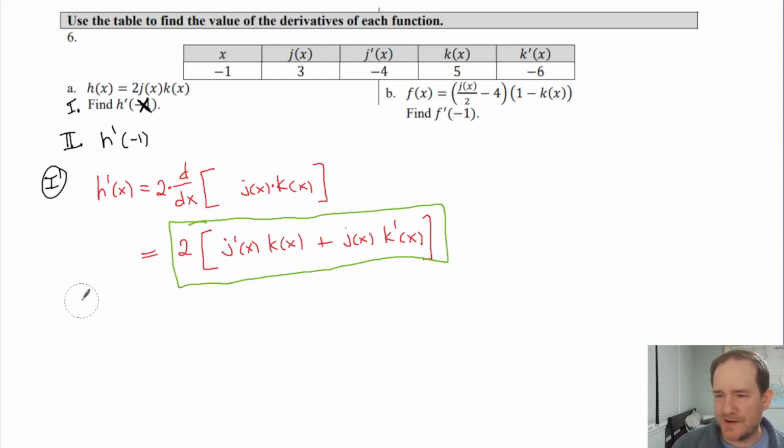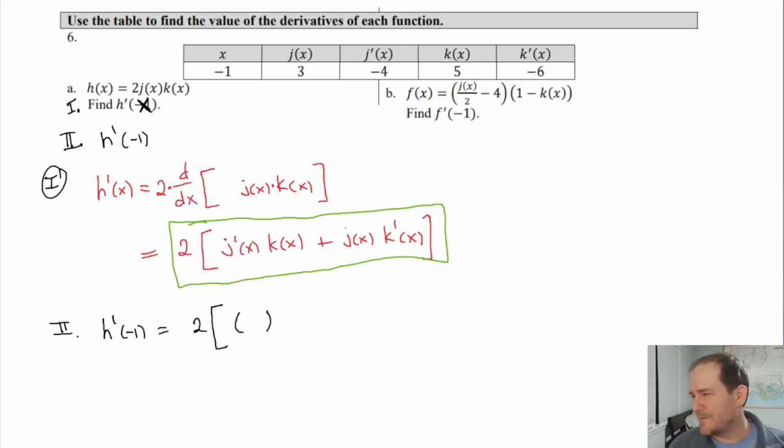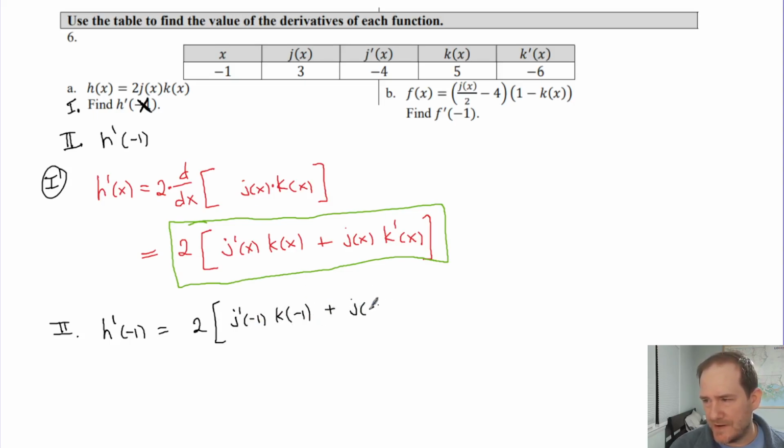So that means now I'm ready in part 2 to go ahead and just let x equal -1, and I can do h prime of -1. Hopefully what made sense to me was, well, I've got a 2, obviously break down a 2, then I got to open some brackets. Now j prime of x, that's just going to be, well, I'm jumping the gun a little. That's going to be j prime of -1. Let's do all that substituting. So I want j prime of -1, then I want k of -1, then I want j of -1, then I want k prime of -1.